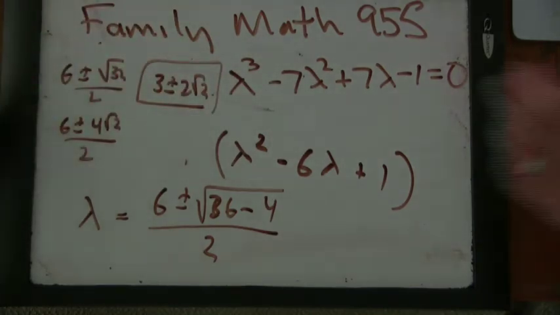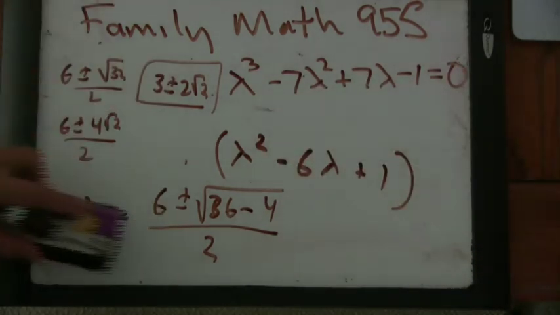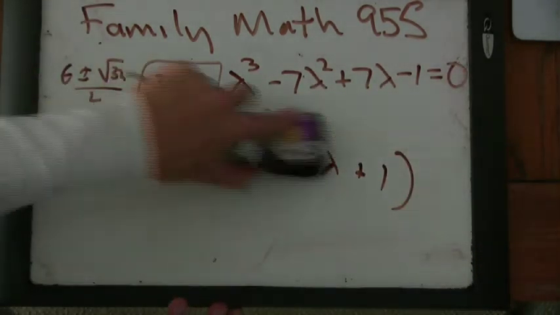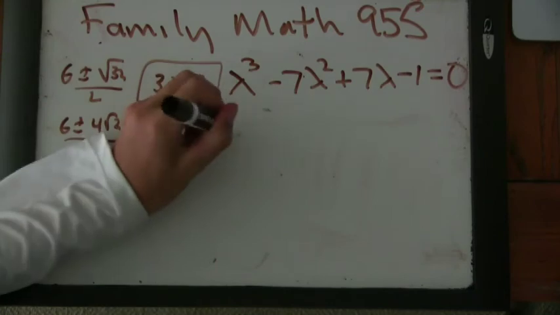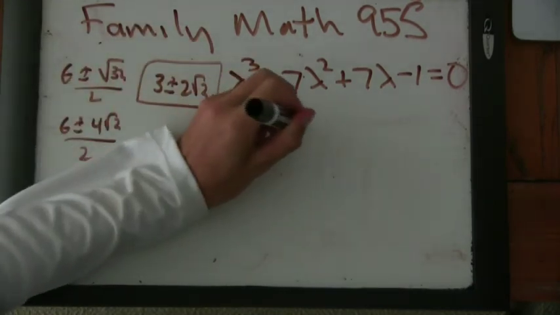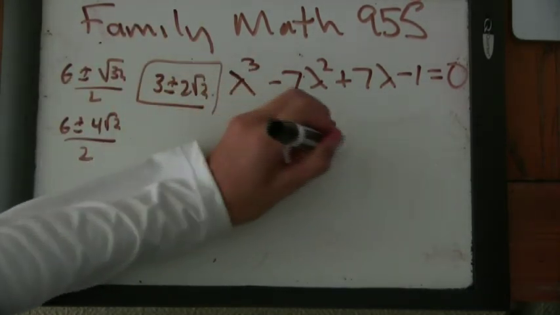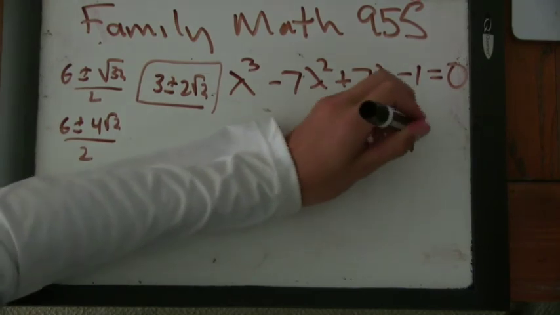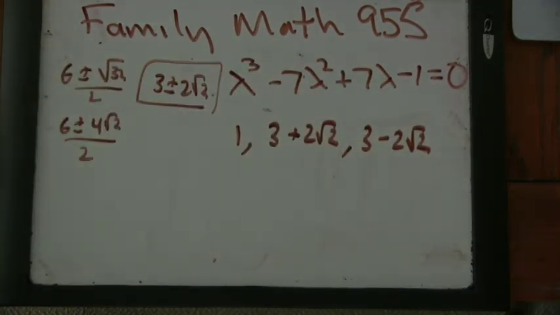Okay. So what numbers solve this equation? So it's 1. We have 1, 3 plus 2 root 2, and 3 minus 2 root 2. Okay, good. Good job. Yeah, solving cubics isn't super easy. It turns out that this one has a nice solution.